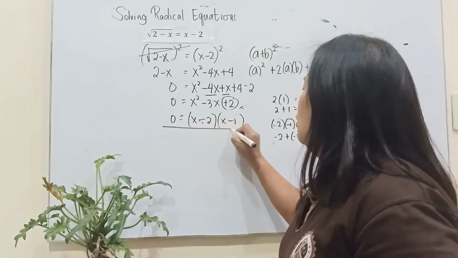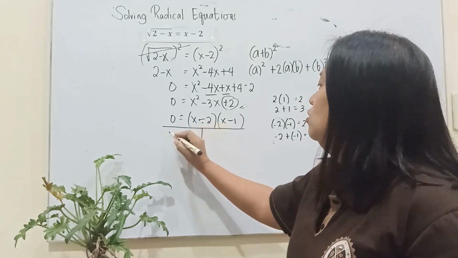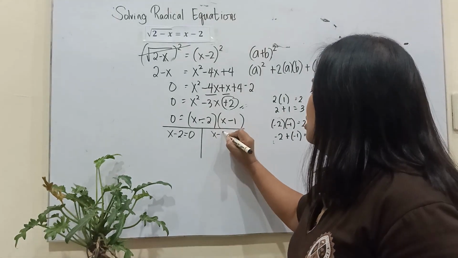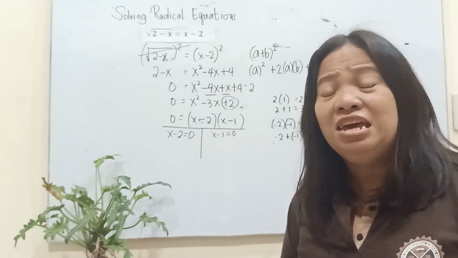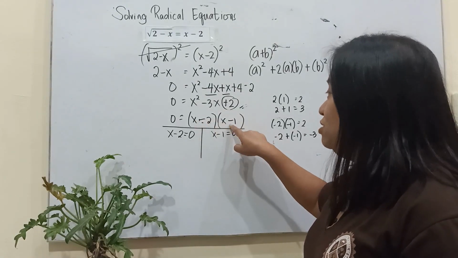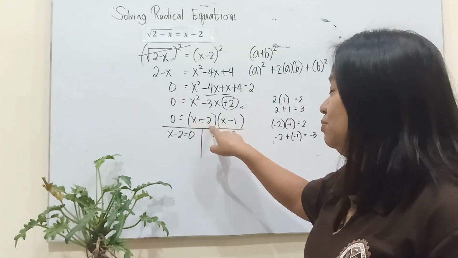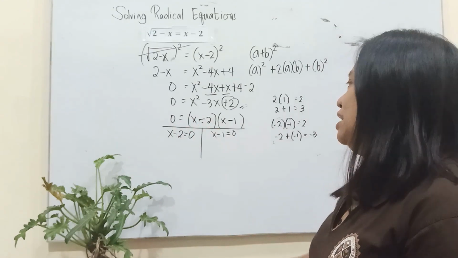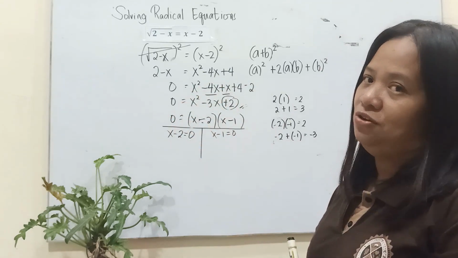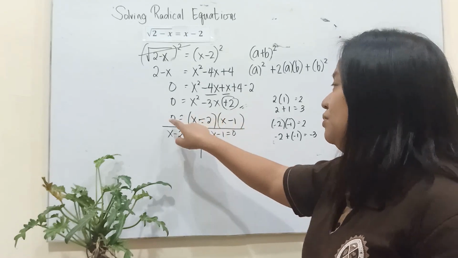Okay? So, to find the values of x, I will make a T form. x minus 2 is equal to 0 and x minus 1 is equal to 0. Why do we have to equate each factor to 0? Because if x minus 2 is 0 times x minus 1, that is 0. Or if x minus 1 is equal to 0 times x minus 2, that is 0. It means that if this factor is 0 and it is multiplied to another number, it results to 0. Or it could be that both of them are 0 because 0 times 0 is equal to 0.